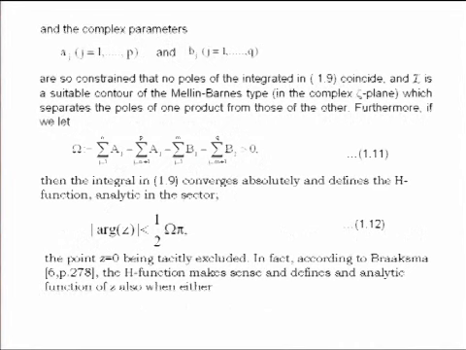And the complex parameters aj, j equals 1 to p, and bj, j equals 1 to q. Here they are so constrained that no poles of the integrand in the above equation 1.9 coincide, and lambda is a suitable contour of the Mellin-Barnes type in the complex zeta plane, which separates the poles of one product from those of the other.